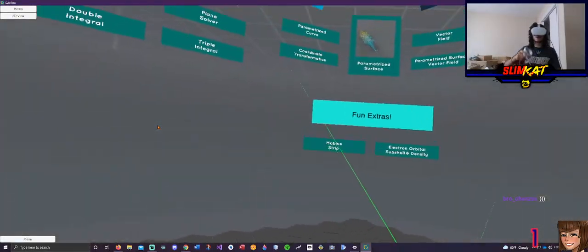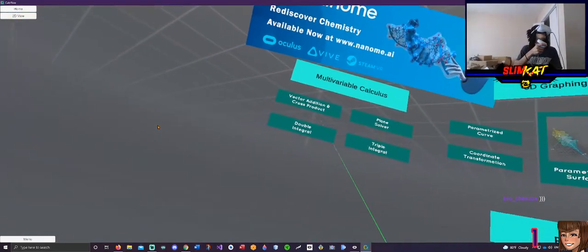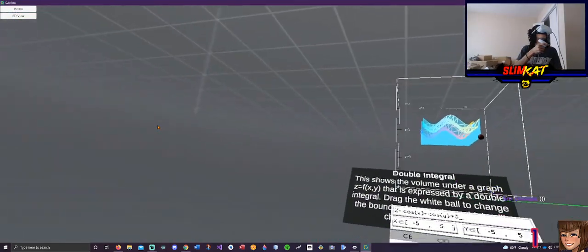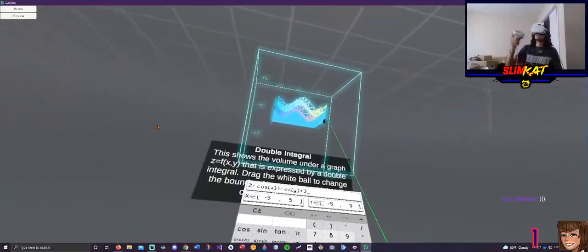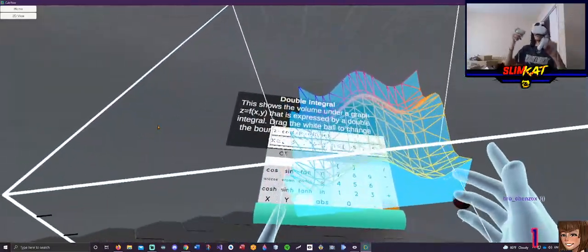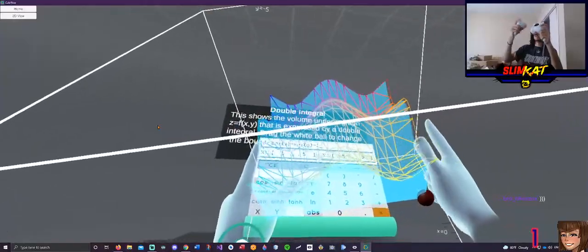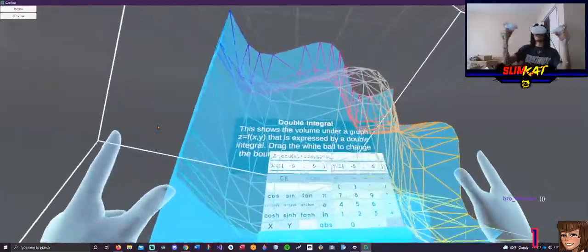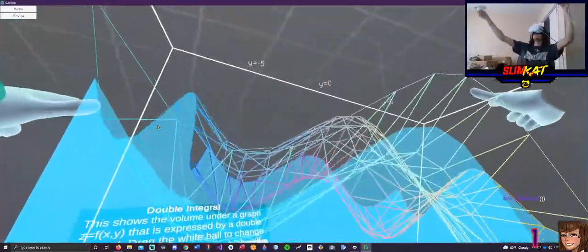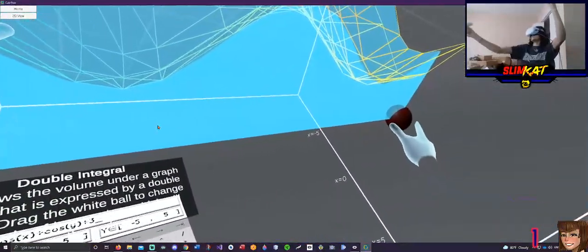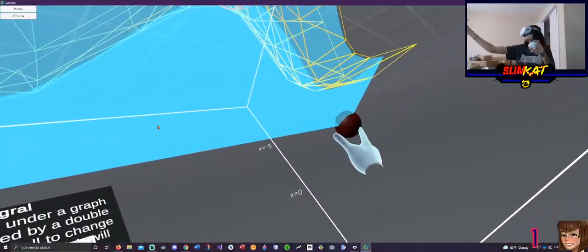Here we have a double integral. The double integral of a function over a planar region gives us the volume of the space between the function and the plane. Here we integrate x and y. Grab the red arrow and drag it along the y-axis. You'll see the volume filling up.